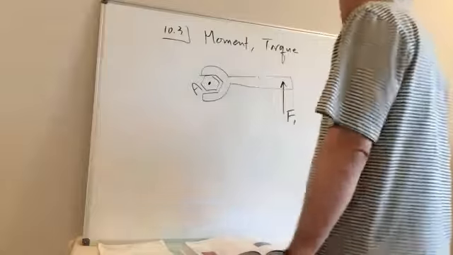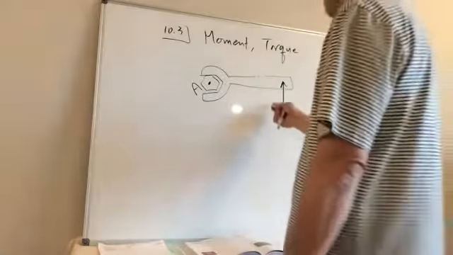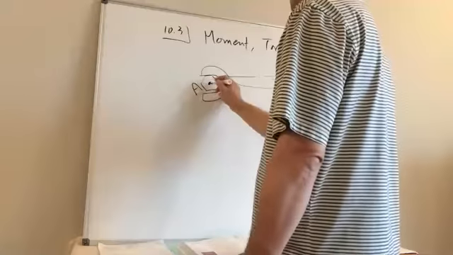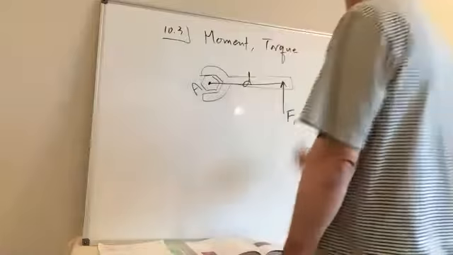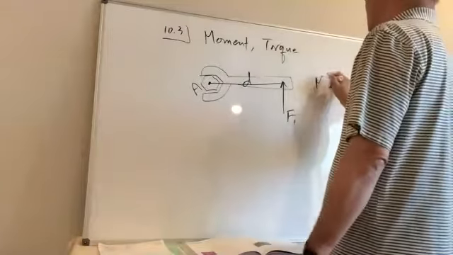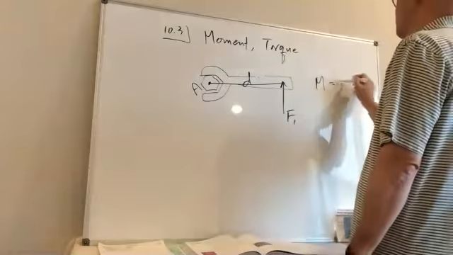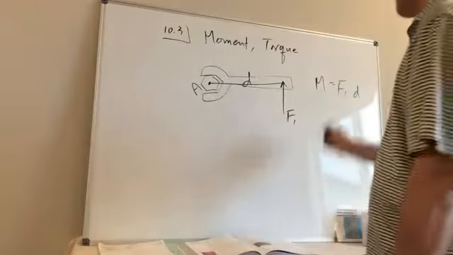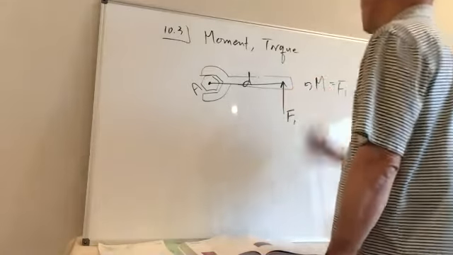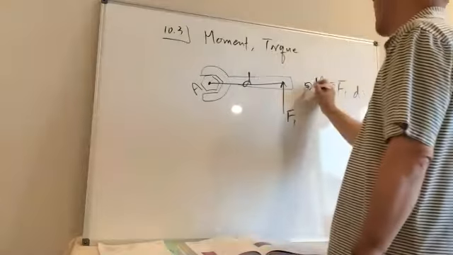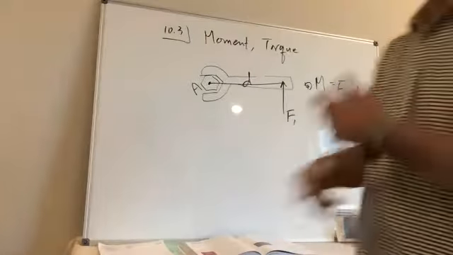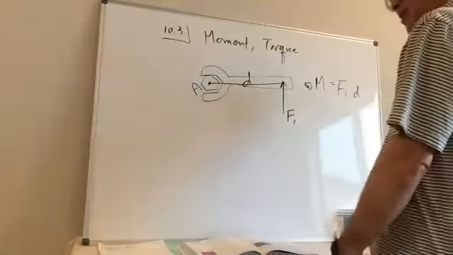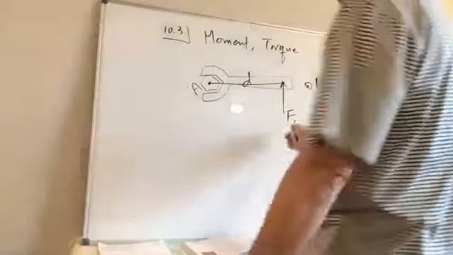All right? So at this point, we're going to call it the moment about point A, and the moment about point A is nothing more than the distance here times the force. So the moment is going to be equal to F1, the force, times d, the distance about the point. And in here, going this way, counterclockwise, I'm going to call that positive because I decided to call it that way. Okay, so here we go. This is the moment.